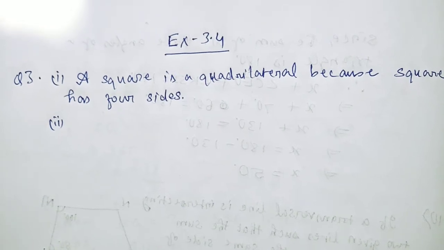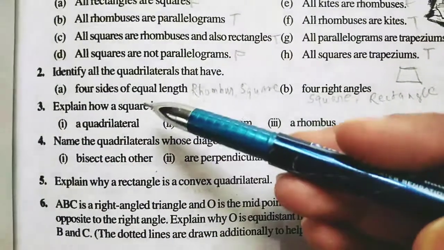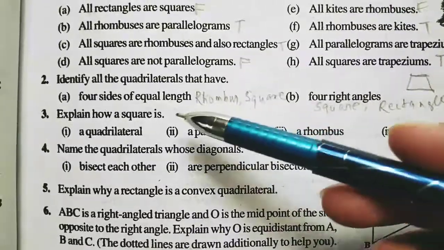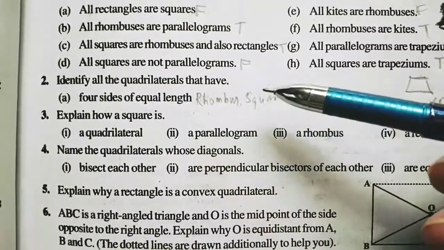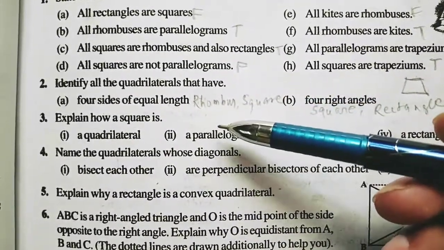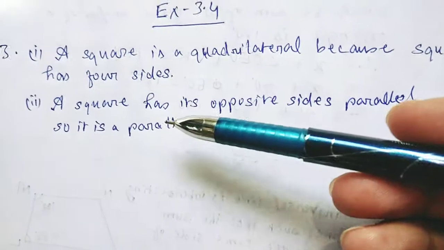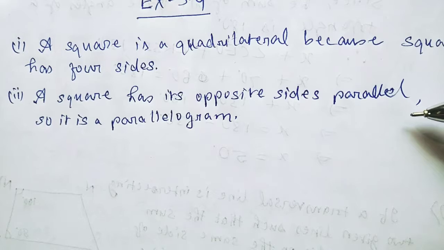Now understood? Now number 2 question. How is a square a parallelogram? So a square is a parallelogram because the opposite sides are parallel. In a square, opposite sides are parallel. That's why it is also a parallelogram, right? So students, you can see here, a square has its opposite sides parallel, right?